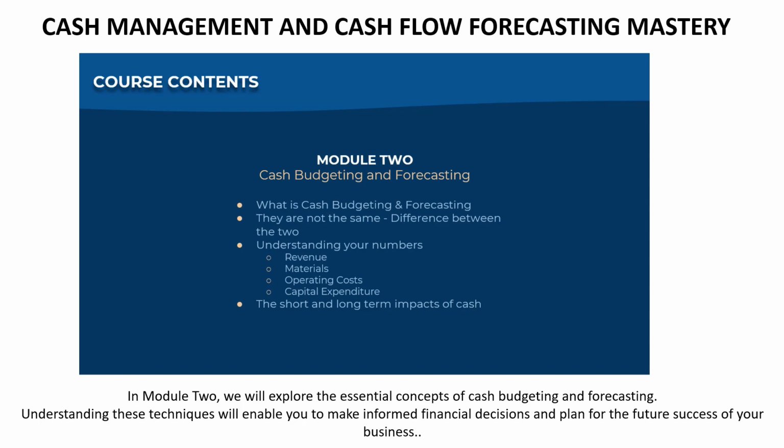You get to understand your numbers. The numbers in your business normally fall into 4 main categories: revenue, materials, operating costs or overheads, and your capital expenditure. And we look at the short and long-term impacts of those numbers within your business and how to manage them from a cash perspective, right?